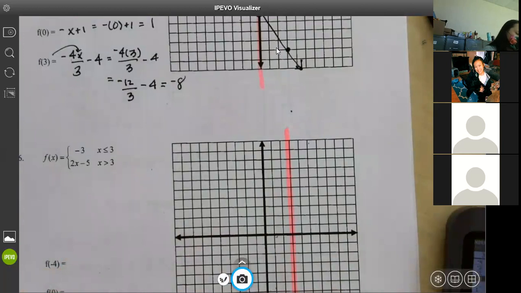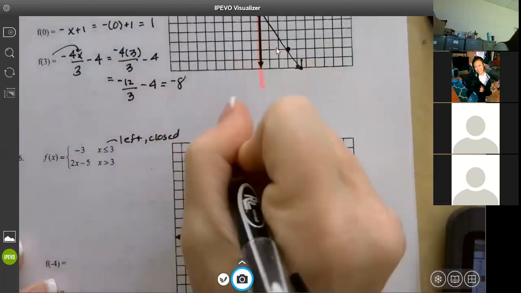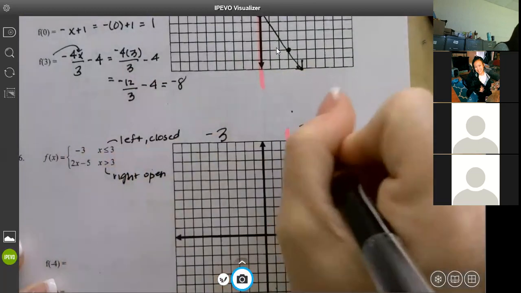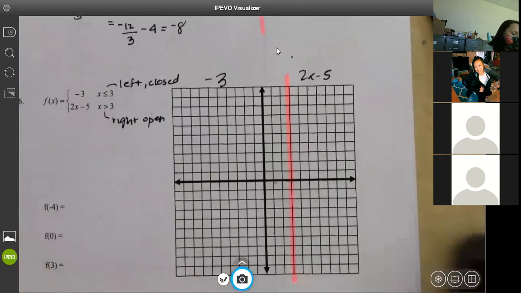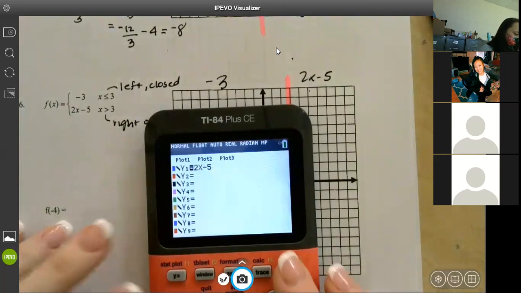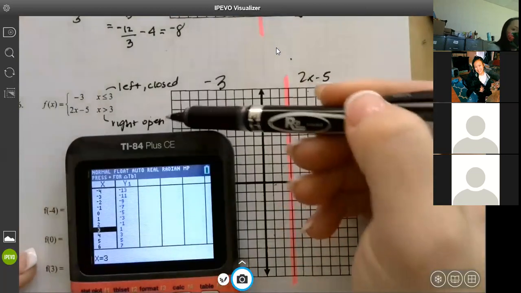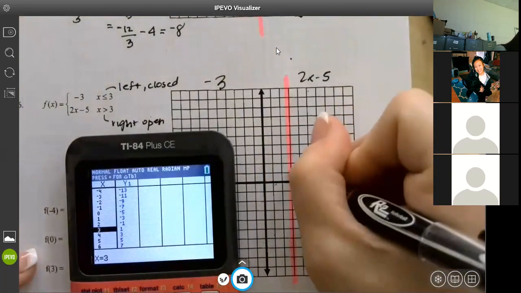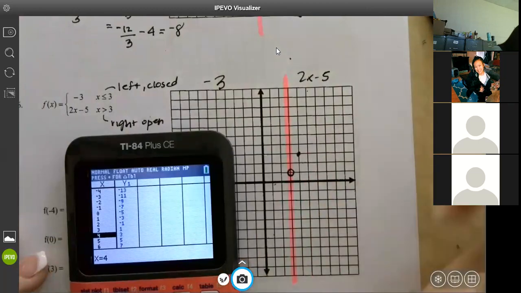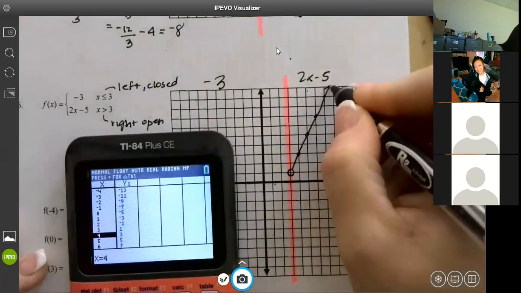Okay. All right. So this one says left and closed. So we're graphing that over here. This one is right and open. So we're graphing over here. I'm going to start with the 2x minus 5. The boundary point is 3. So 3, 1. And it's open. And then we're going to the right. So 4, 3. So if you look, we're going up 2 over 1. And again, go all the way across the graph for your domain and range.